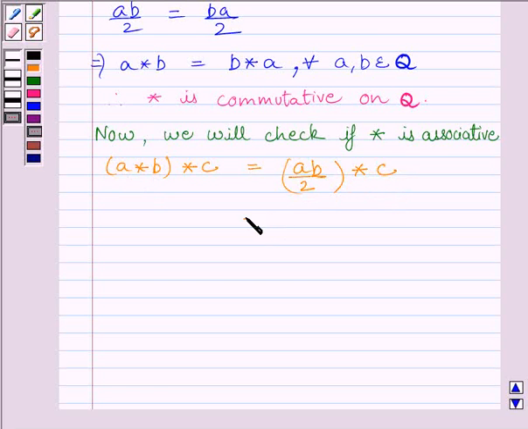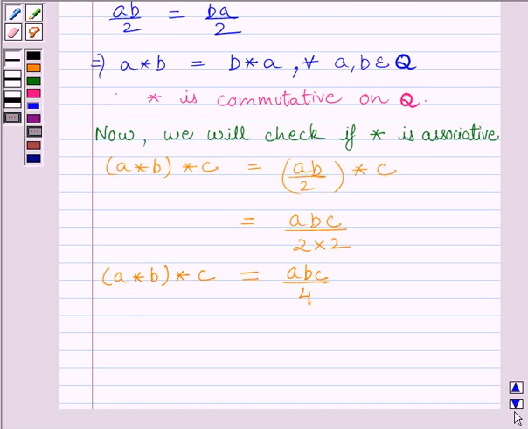Now, this is further equal to ABC upon 2 multiplied by 2, right? We know A star B is equal to A multiplied by B upon 2. So, we get ABC upon 2 multiplied by 2, which is further equal to ABC upon 4. So, A star B star C is equal to ABC upon 4, right?